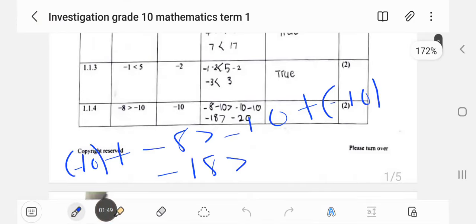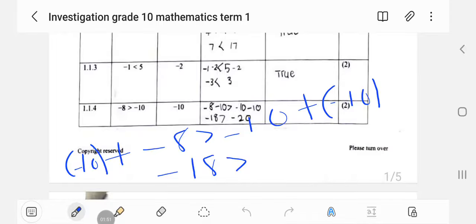You can use a calculator. Let's see. Minus 10 plus minus 8, so it's minus 18. Our answer was correct, minus 18.